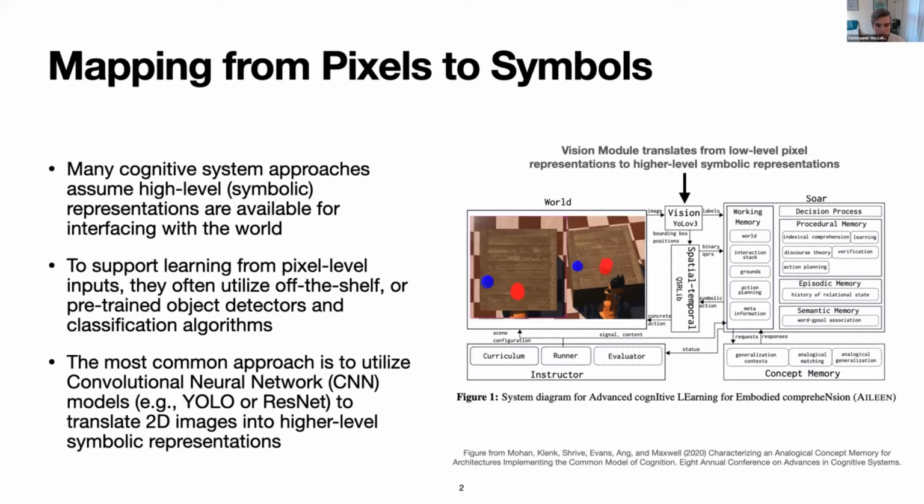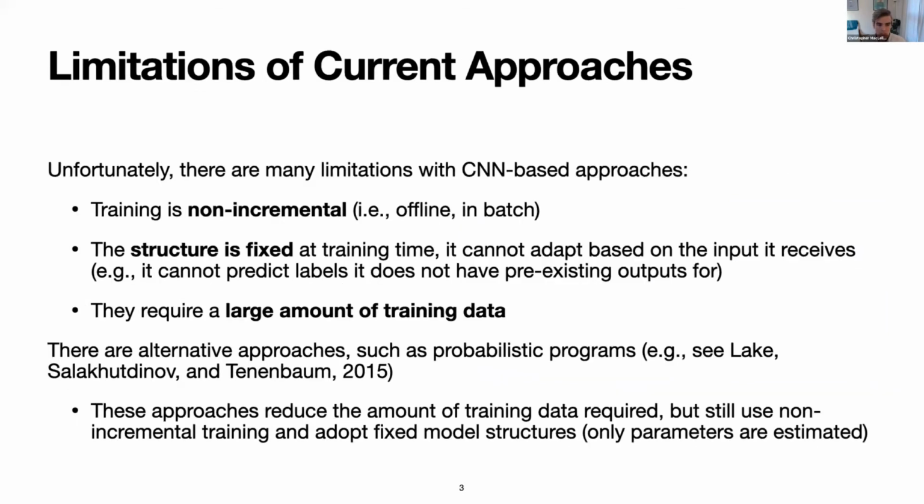Now, the most common approach that I've seen in the literature is to utilize a convolutional neural network model like YOLO or something like ResNet to translate from 2D images into higher level symbolic representations, like labels of objects or things within the scene. Unfortunately, there are many limitations of this kind of CNN-based approach, and I'm just highlighting a couple of them here.